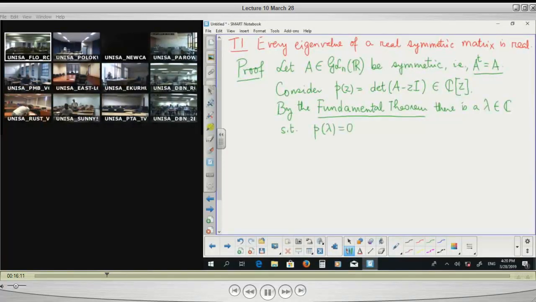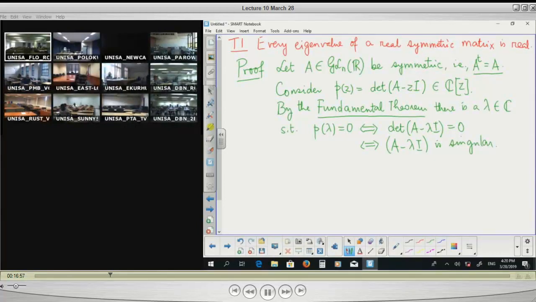Now what does P lambda equal to 0 mean? This means that the determinant of this is 0, right? So this means that A minus lambda I is singular, and because it is not invertible, it's singular.